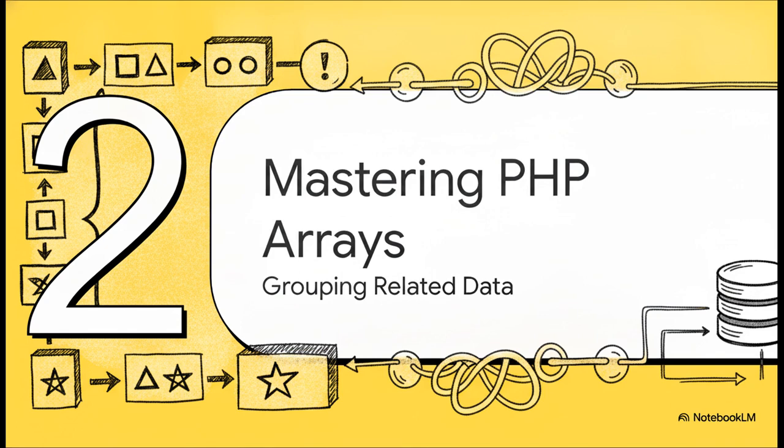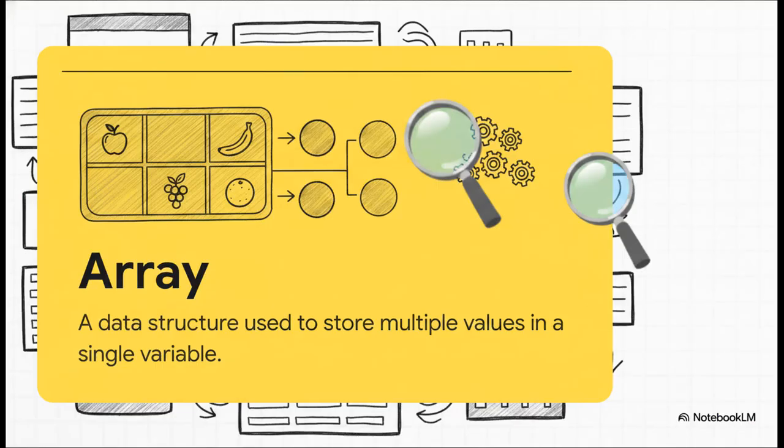Moving on to Section 2, Mastering PHP Arrays. Think of an array as your master container. It holds a list of related items, say a list of student names, maybe test scores, or even product attributes, all in one convenient place. Because, let's be real, instead of creating 10 completely different variables for 10 different fruits, you just create one single array called fruits and toss everything inside it. This single container concept is the foundational building block for practically all complex data management in PHP.